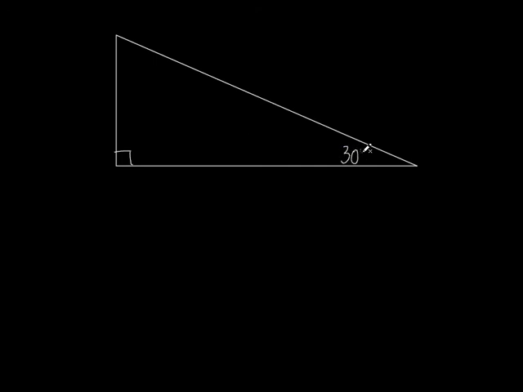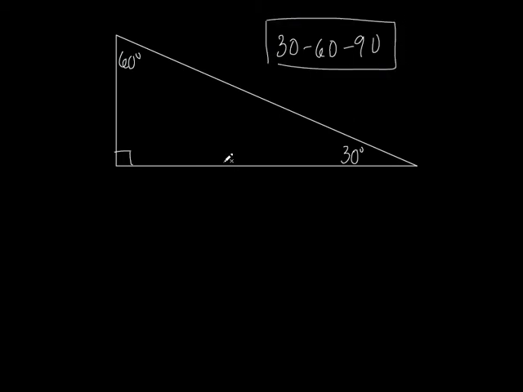What if this was 30 degrees right here? What would this angle up here be? 60. It'd be 60. Okay, so this is not a 45, 45, 90. Take a wild guess what we call this one. A 30, 60, 90. Yeah. Okay. All right. Now look at this. Something a little bit different about this.